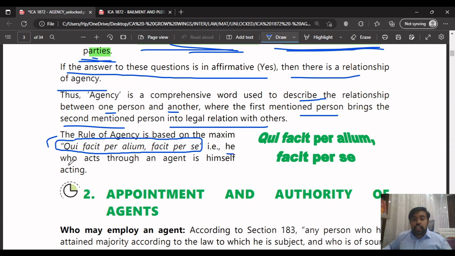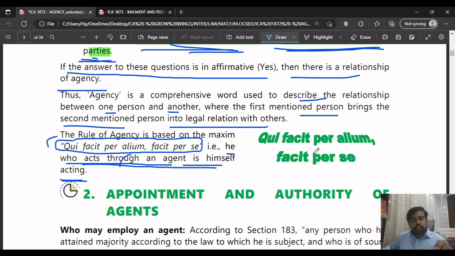First of all, he who acts through an agent is himself acting. You can understand the meaning just by reading that sentence. When an agent is representing a principal, it means that the principal himself is acting. Agent is just like an intermediary. He who acts through an agent is himself acting. It's the principal himself who is acting.